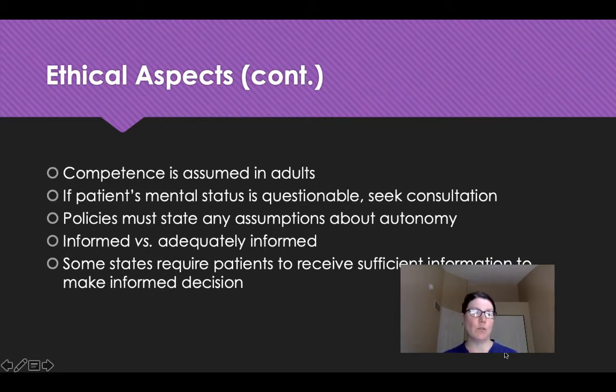So I can provide an informed consent with a small amount of information, but we really want patients to be adequately informed. We want them to have all of the information that they need. What would a reasonable physician provide in a consent? And that's what we want to see in our consents to make sure that they're valid. And some states require patients to receive that sufficient information in order to make an informed decision.